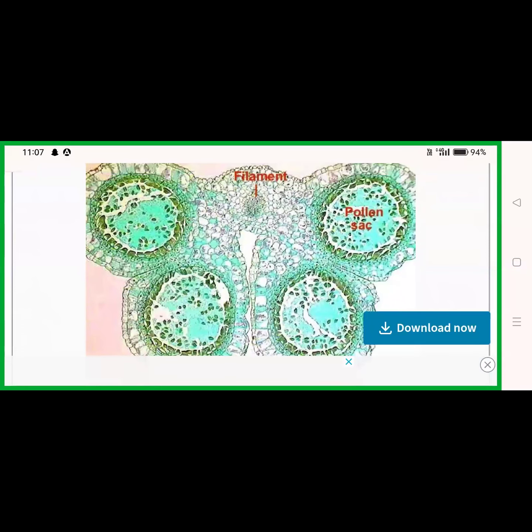So, the introduction to the anther. The stamen is the male reproductive organ of the flower. Typically, it consists of two distinct parts: a lower sterile part, the filament, and an upper fertile part, called the anther. So today we are going to discuss the anther structure.